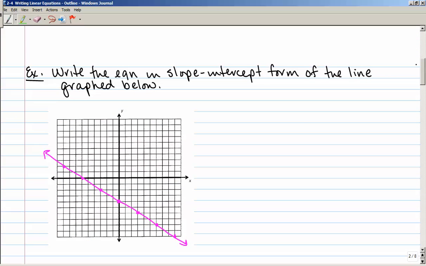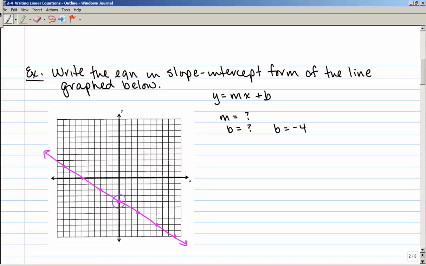Let's take a look at an example here. Write the equation in slope-intercept form of the line graphed below. Now, in order to write it in slope-intercept form, I need to find out what's the slope and what's the y-intercept. And I'm basically then just going to plug those numbers into this equation. Well, the easiest one to start with is the y-intercept. I just need to look for where the graph crosses the y-axis, and that's this point right here. So my y-intercept is -4.